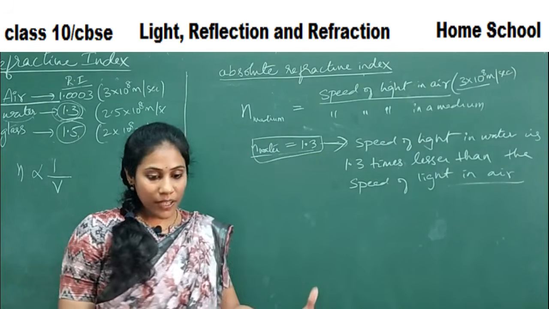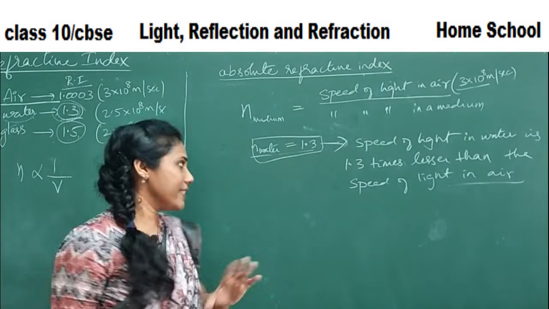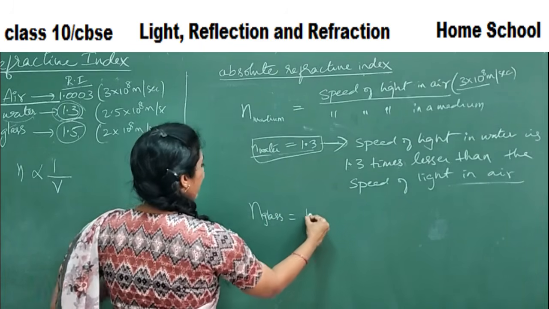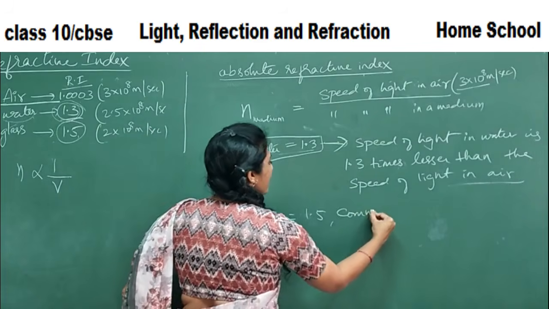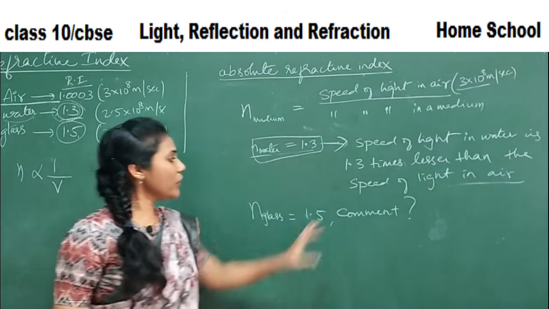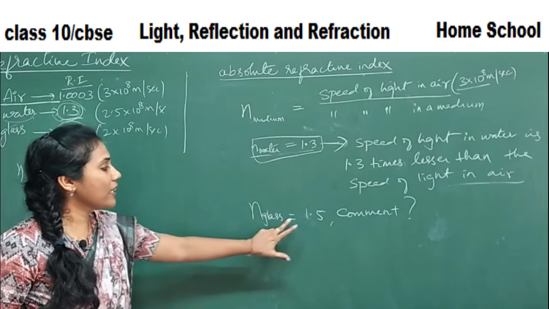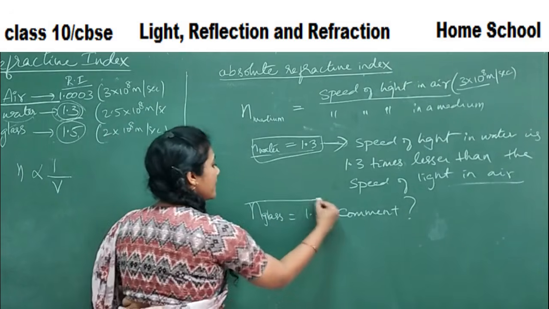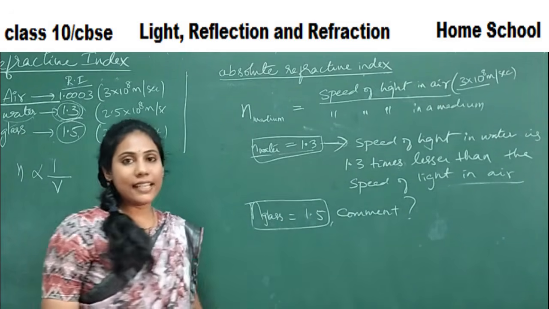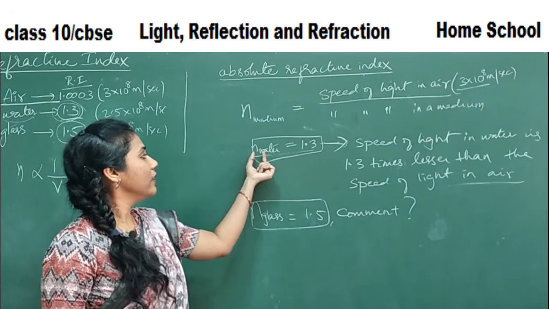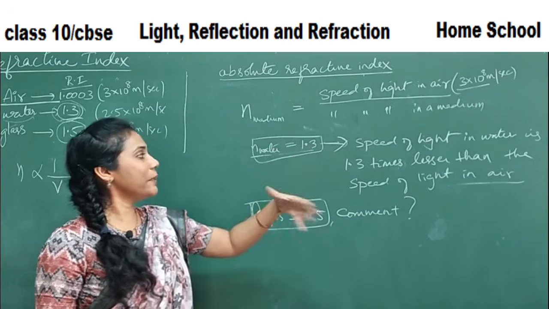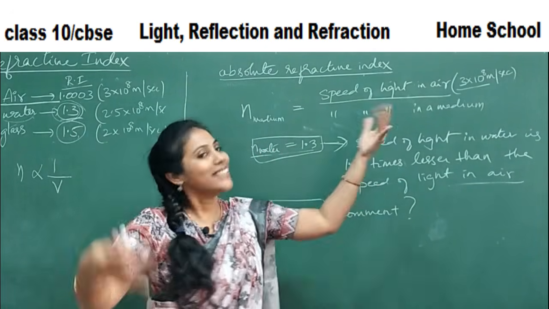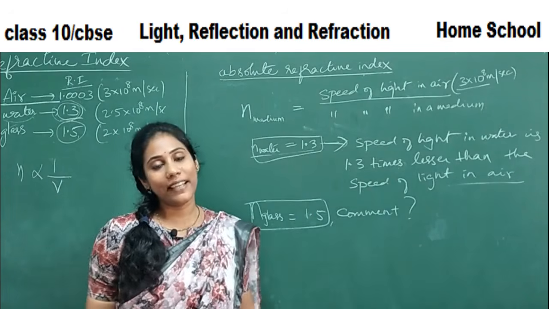Say in one of the examinations the question has been asked like this: refractive index of glass is 1.5, comment. So what is your answer? This is the question, guys. Refractive index of glass is 1.5, comment. How do you comment on this sentence? What is the meaning of this particular thing they are asking? So what did I tell you here? Refractive index of water is 1.3 means what? The speed of light in water is how many times lesser than air? 1.3 times lesser compared to the speed of light in air.